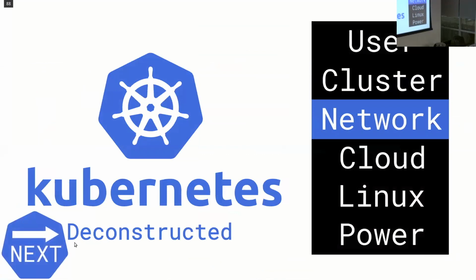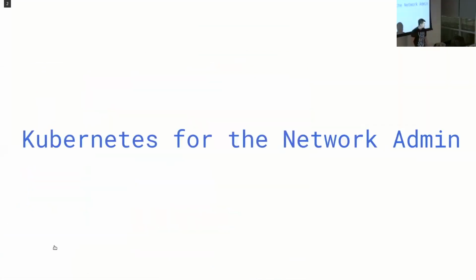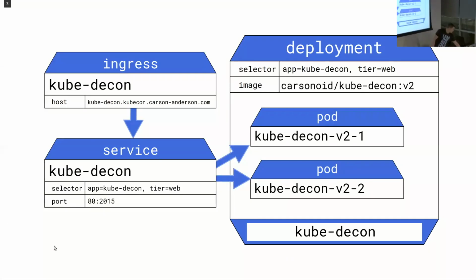Move on to the network section. Okay, so this is cool as a basic user, but I'm taking a lot for granted in this section, right? I'm assuming that the service just works. But as a network admin, as a network layer, I care about the details of this.